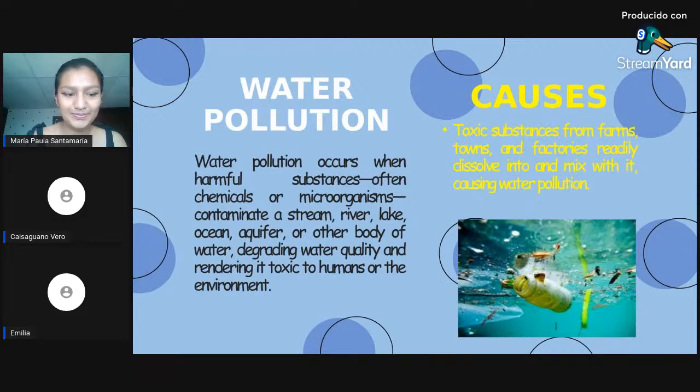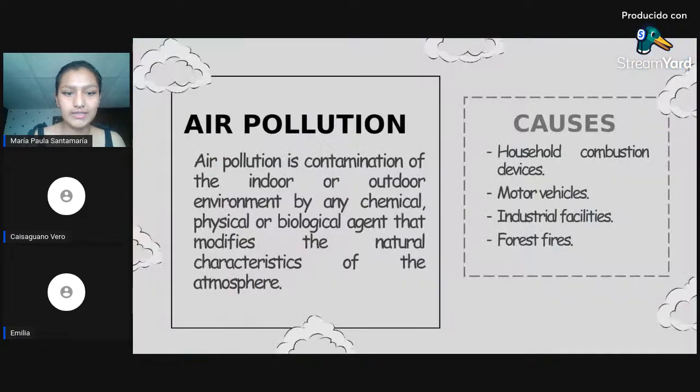Thank you so much. I'm going to continue with the next slide, which is air pollution. Air pollution is contamination of the indoor or outdoor environment by any chemical, physical or biological agent that modifies the natural characteristics of the atmosphere. What are the causes? The household combustion devices, the motor vehicles, the industrial facilities, and the forest fires.